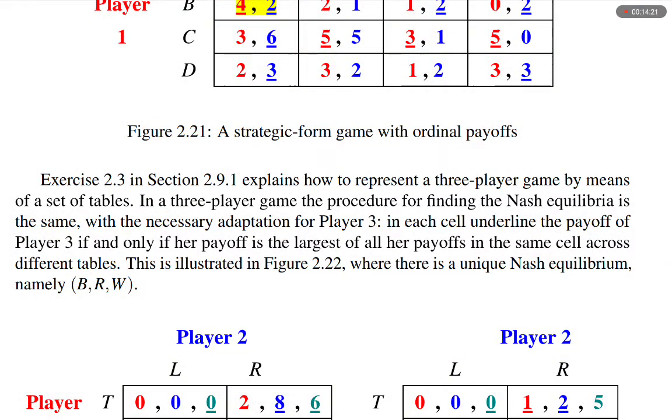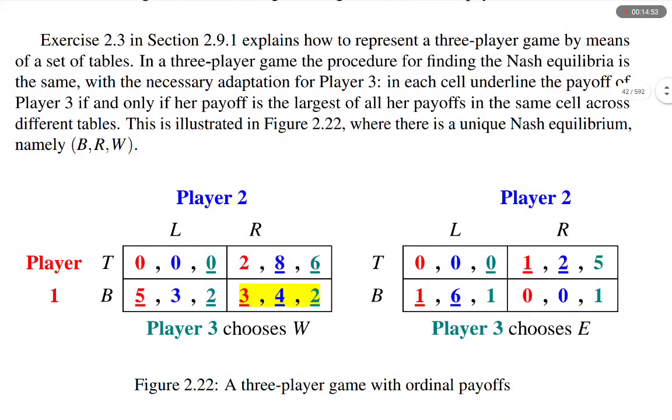In exercise 2.3, in this section, 2.19 explains how to represent a three-player game by means of a set of tables. In a three-player game, the procedure for finding the Nash equilibria is the same, with the necessary adaptation for player 3. In each cell, underline the payoff of player 3 if and only if her payoff is the largest of all her payoffs in the same cell across different tables.